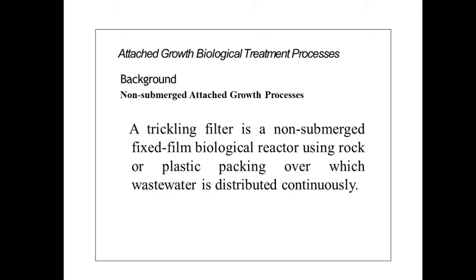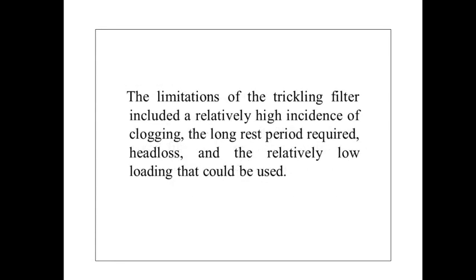Okay. So now come to the next topic, the attached growth biological treatment process. The trickling filter is an example of an attached growth process. A trickling filter is a non-submerged fixed-film biological reactor using rock or plastic packing over which wastewater is distributed continuously. So a trickling filter consists of a filter medium, wastewater distribution system, inlet pipe and wastewater collection system. So these are the various parts of the trickling filter.